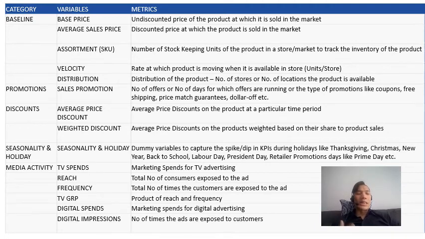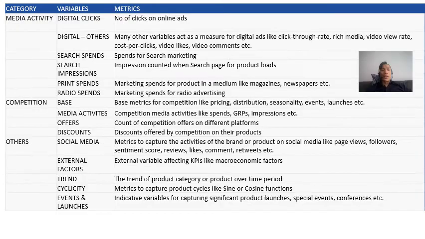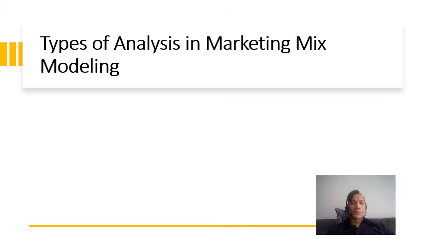So for example, discounts. If you're talking about discounts, what is the average price discount on the product in a particular time period, or weighted based on the share of the product sales. And then we can also look at the seasonal effects, like the holiday effects, and then the digital impressions as well. Certain other variables, you can take your time to look at and see what metrics you can use that will add on to your marketing mix modeling.